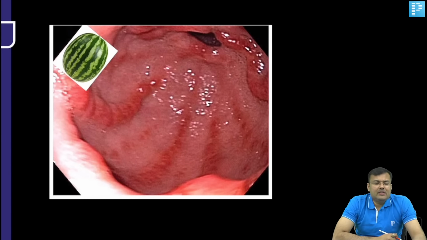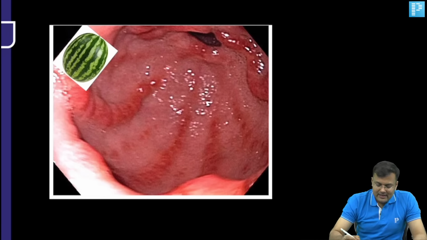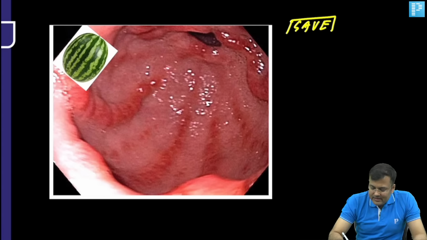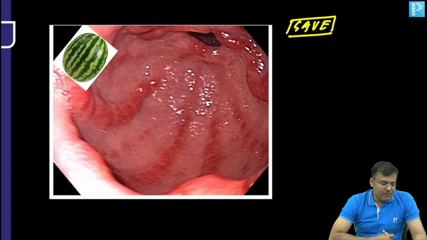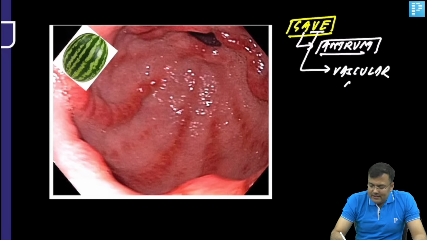Next, it is looking like watermelon. What is the name? Obviously, you know that it is watermelon stomach. Guys, can you tell me the other name of watermelon stomach? GAVE. What is the full form of GAVE? Gastric antral vascular ectasia. Everything is written here. Can you tell me what is the most common site? Gastric antrum. What is the pathology? Vascular ectasia.